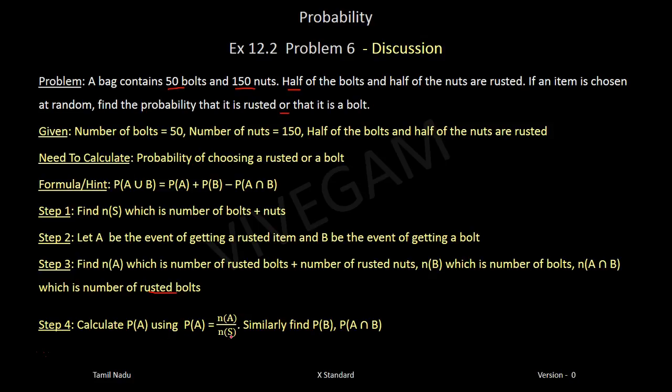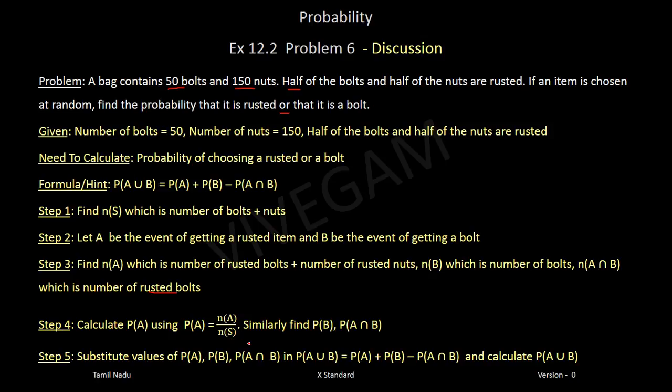Probability of A is N of A divided by N of S. Similarly, find probability of B and probability of A intersection B. What is probability of B? N of B divided by N of S. Probability of A intersection B is N of A intersection B divided by N of S.